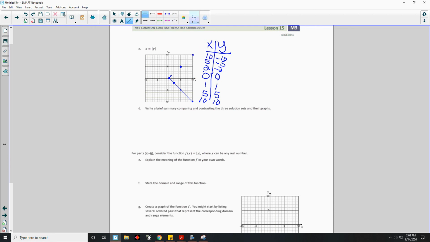Then when I go to plot that line, going through all those points, this is what I'm going to get. Okay? So this is the absolute value of y equals x. So if I were to label this diagram, I'd say x equals the absolute value of y. So it looks like y equals the absolute value of x. It's just rotated 90 degrees, if you will.